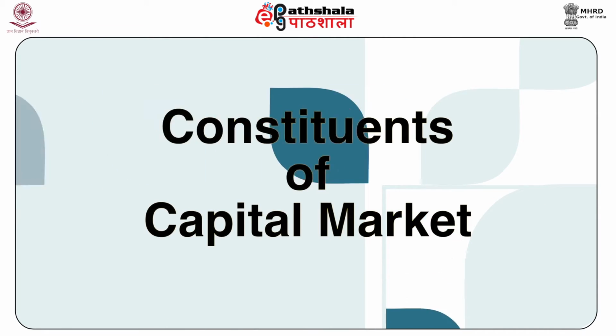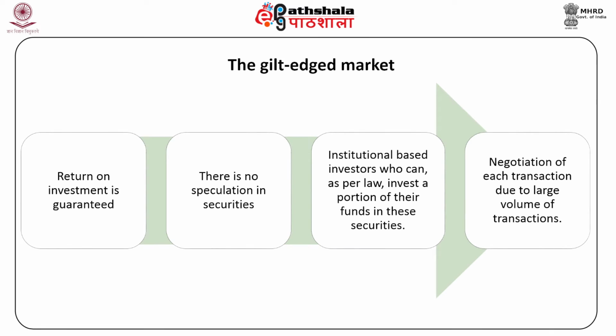Constituents of the capital market. The Indian capital market is composed of: 1. The gilt-edged market. The gilt-edged market is the market for government and semi-government securities. It is also known as the government securities market. The securities traded in this market are stable in value and are much sought after by banks, since banks are obliged under the Banking Regulation Act to maintain a proportion of total deposits in government securities.